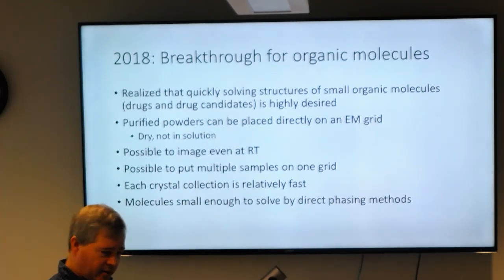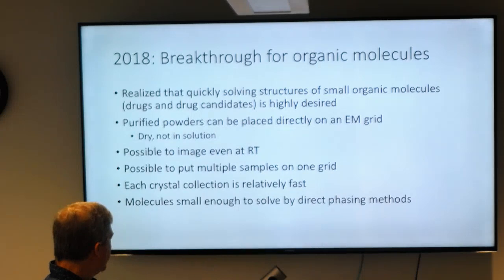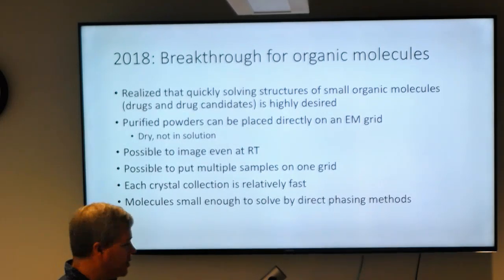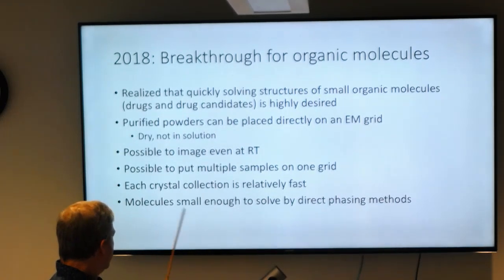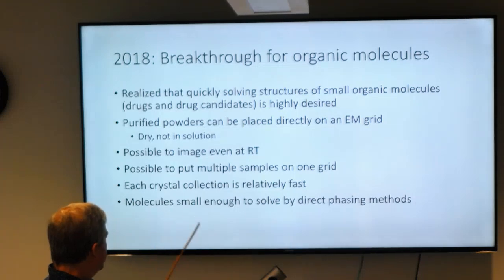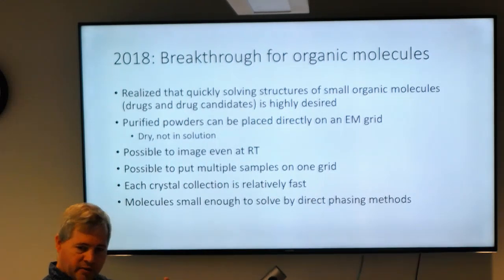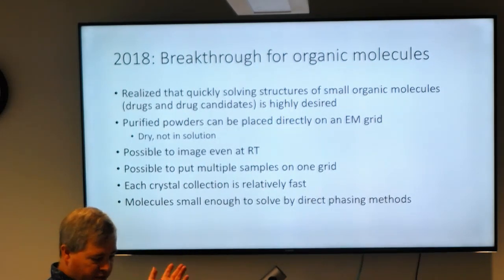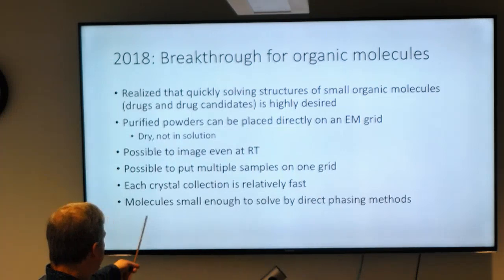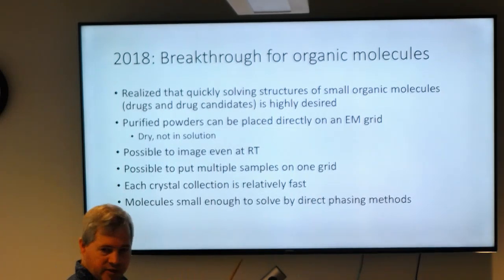We've done that. Ideally, if you did it at cryo, it should be a little better protected. But still, you can put multiple samples on one grid, and each crystal collection is pretty fast because it only takes a couple of minutes. Even though you're rotating slowly, it takes only a few minutes. And then the crystals are small enough to be solvable by direct phasing methods.